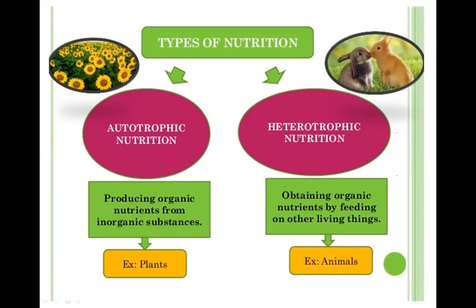Autotrophic nutrition is nothing but organisms, for example plants and bacteria, that prepare their own food. And in heterotrophic nutrition, they obtain or eat other animals or plants to get energy or food, like animals. Understood? Is everyone familiar with it?